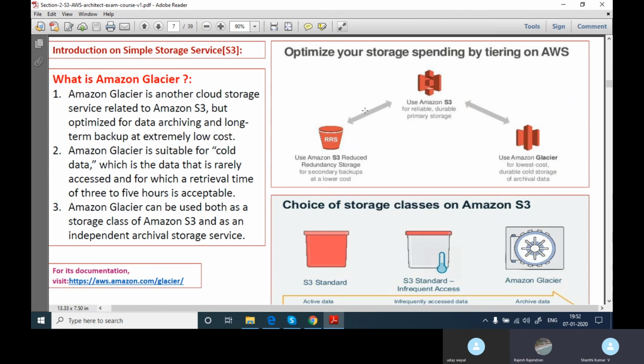What is Glacier? I'm giving a high-level picture only, of all these things, but later on there are detailed slides I'm going through. Glacier is another cloud storage service related to Amazon S3, but optimized for data archiving and long-term backup at extremely low cost. As Rajesh gave the scenario for his need or requirement, yes, backups, if they have archival storage, S3 can be used.